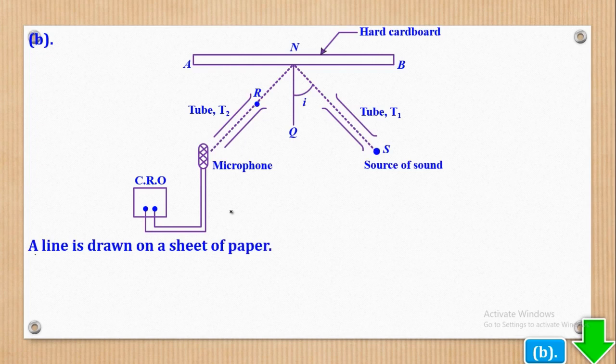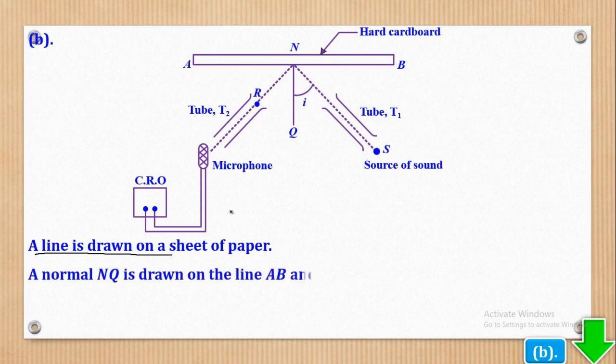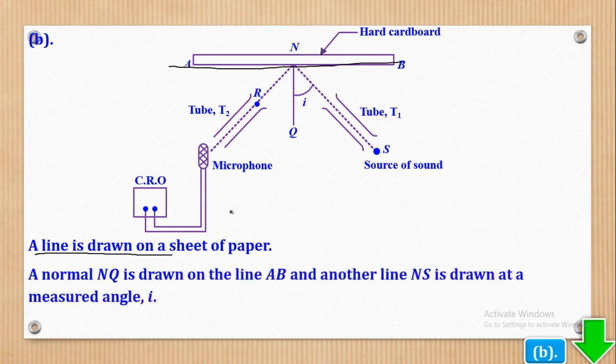So you come and say that a line is drawn on a sheet of paper, which is this. Then a normal NN2, which is this, is drawn along the line AB. So this line was AB. And another line NS is drawn at a measured angle I, which is this line NS at a measured angle I.